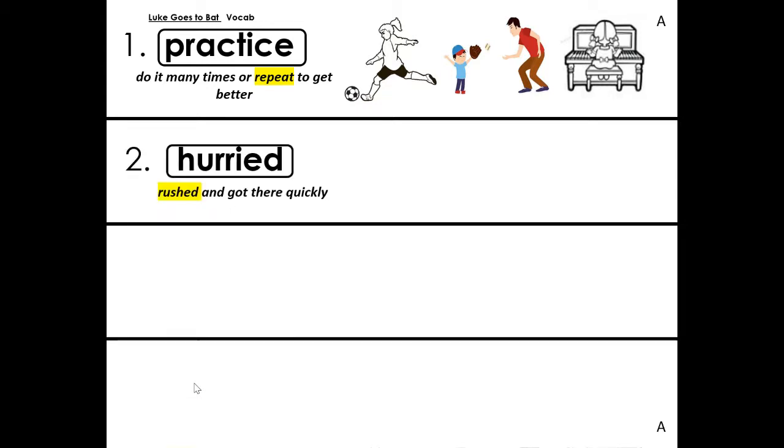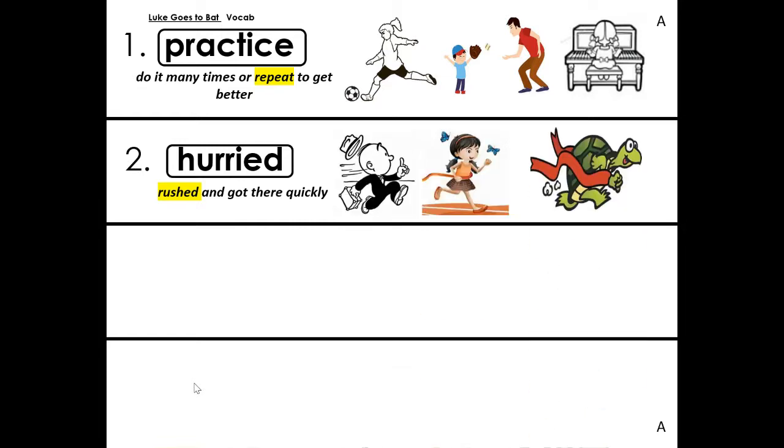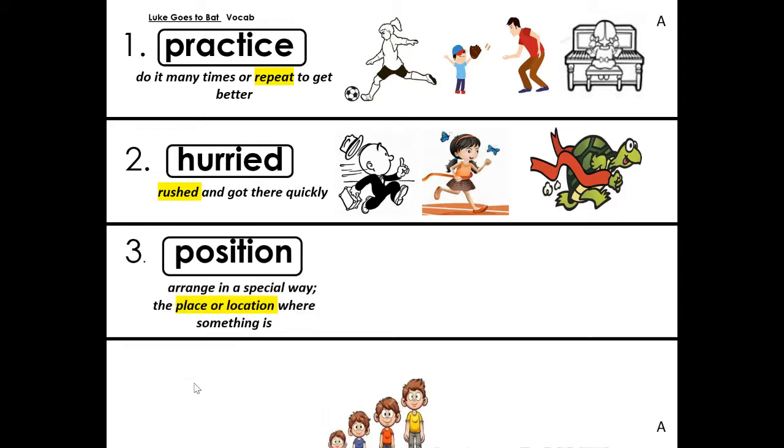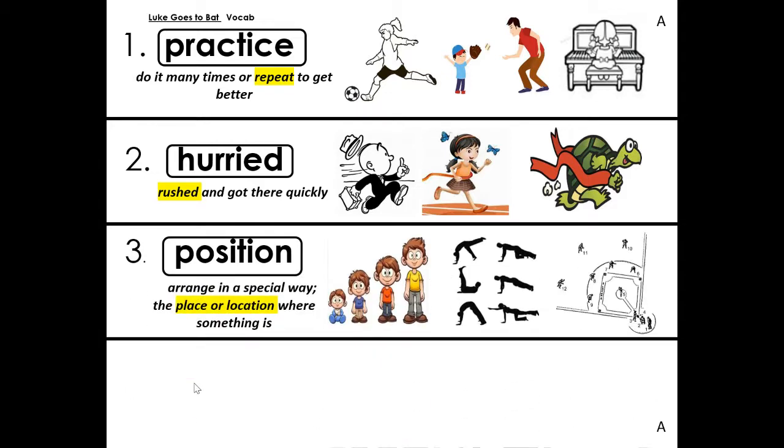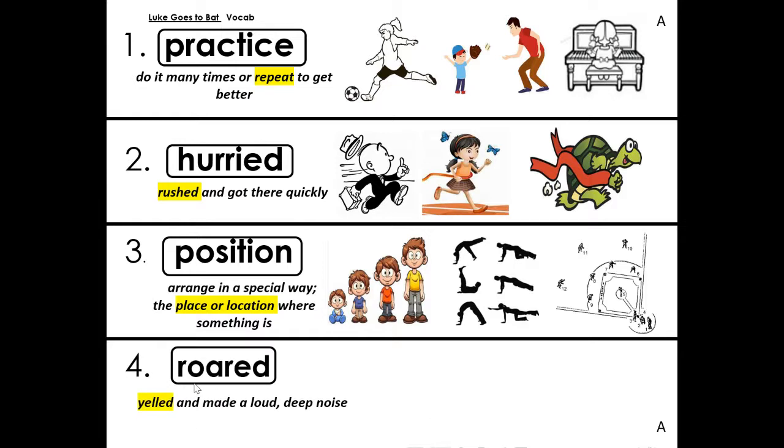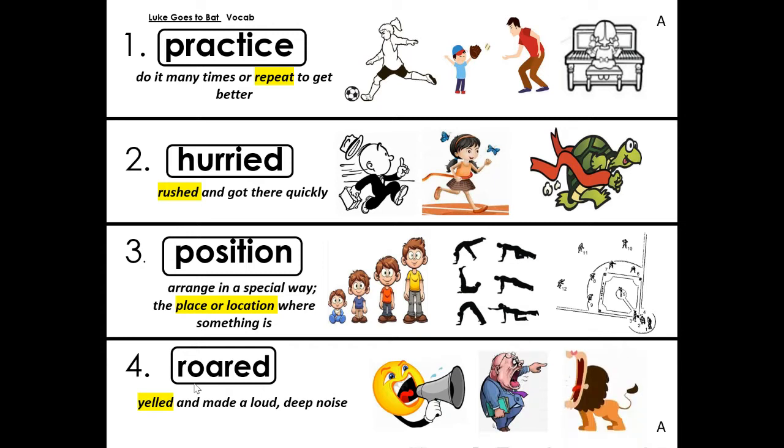Number 2, hurried, rushed, and got there quickly. Hurried. And again, I highlighted rushed. Number 3, position, arrange in a special way, the place or location where something is. And again, I highlighted place or location, which is a synonym for position. Number 4, roared, yelled, and made a loud, deep noise. Roared, just like a lion will roar. And again, a synonym is yelled.